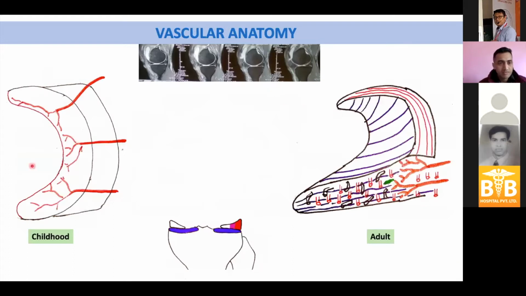The vascularity, of course, is another interesting factor here. In childhood, the vascularity is present throughout the menisci. And as the individual starts bearing weight, the vascularity gets limited to the outer 1/3 of the meniscus. This is the outer 1/3 portion, and this is the vascularity extending up to here.